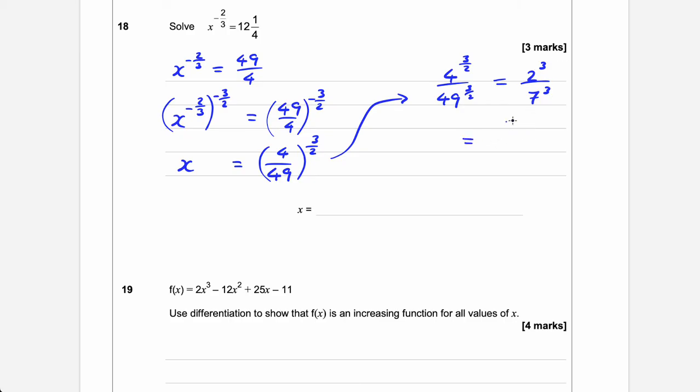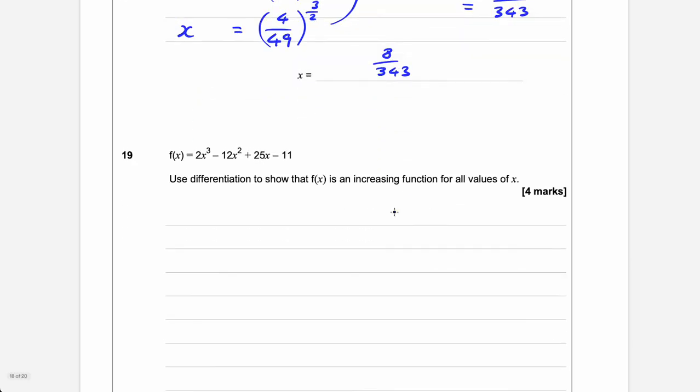2 cubed is 8. 7 cubed, guys, is one of those ones that you're not expected to know, but you're expected to know how to figure it out because this is a non-calculator paper. Obviously, guys, you can just do 7 times 7 is 49, times 7. Do it like this: 7 times 9 is 63. Put down the 3, carry the 6. 7 times 4 is 28 plus 6 is 34. So it's 343. So x is equal to 8 over 343. Okay, question 19.